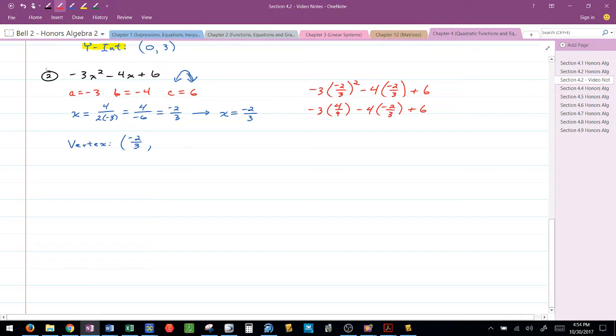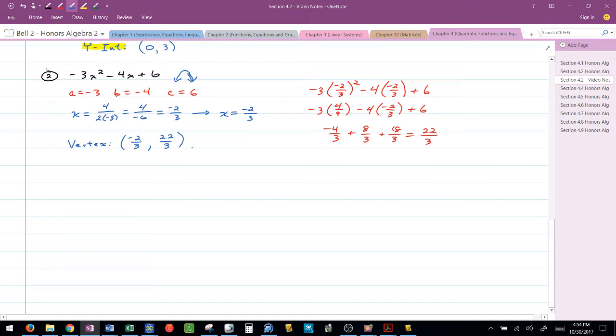Now when I multiply here, I have negative 3 times 4, which would be negative 12 over 9, which I could simplify. I know that both of them are divisible by 3, so this would be negative 4/3. Plus, I have negative 4 times negative 2, which would be 8/3. Plus, I'm going to go ahead and write 6 as 18/3, just to make my life a little bit easier, and this gives me 22/3. All right? So I know the y value at the vertex is 22/3.